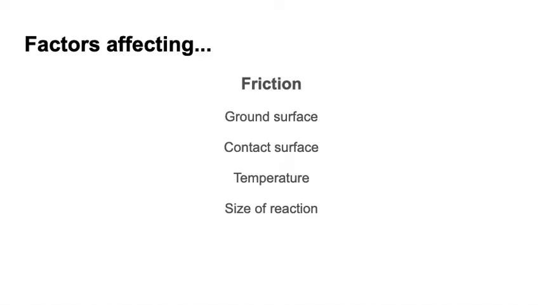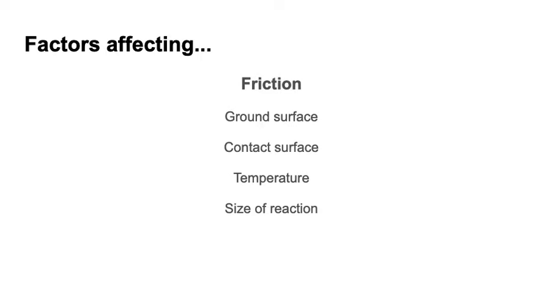Okay. Factors affecting, what we need to know is not just what the factor is, but how it's applied. So if we're looking at ground surface, so a rubberized athletics track has a quite high level of friction, whereas an ice rink is a very smooth surface, has a very low level of friction. With the contact surface, if we look at a studded football boot, a very rough contact surface, that would increase the friction. If we look at a tap dancer's metal bottom tap shoes, they have a low level of friction because it's quite a smooth surface.